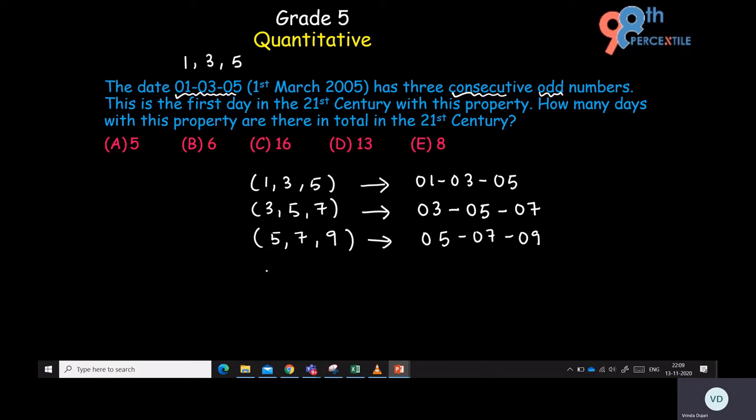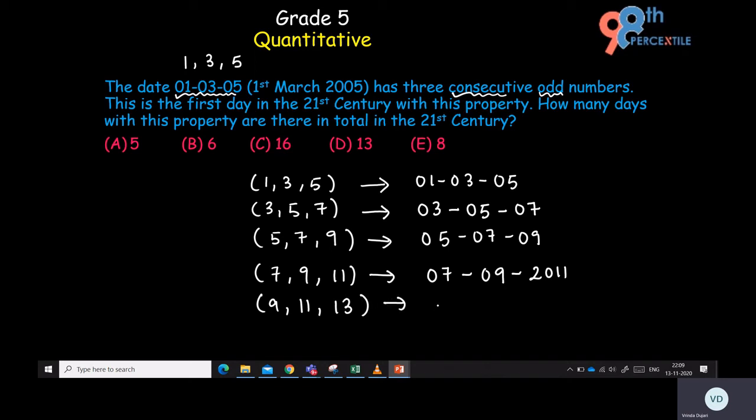Now the next set will be 7, 9, 11, and the date corresponding to this will be 7th September 2011. Now the next set will be 9, 11 and 13, and the date corresponding to this set will be 9th November, year will be 2013.